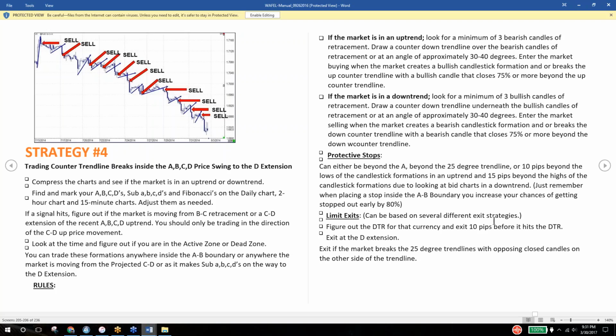When it comes to your limits, again, based on whatever strategy you identify with, you can either figure out what the daily trading range is and look to exit 10 pips before it hits the daily trading range. You can look to exit at the D extension if you're trading ABCDs, or if you're trading aggressively during the active zone using the 25-degree line, then if the market breaks the 25-degree line and closes beyond it, then you can look to go ahead and close your position.